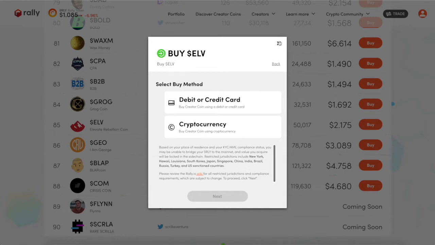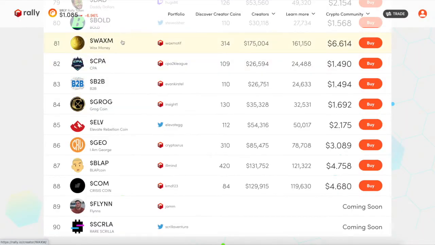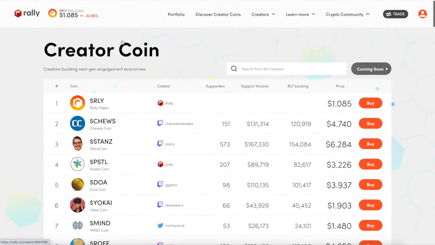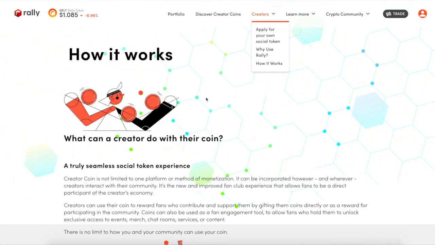Right now, it doesn't cost anything to mint any of these Rally coins for content creators, but you do have to have an invite in order to make them. So in order to get it, you have to be invited. So once you're invited, you can create your own creator coin, and I'm going to airdrop it to you guys or any of the early adopters.